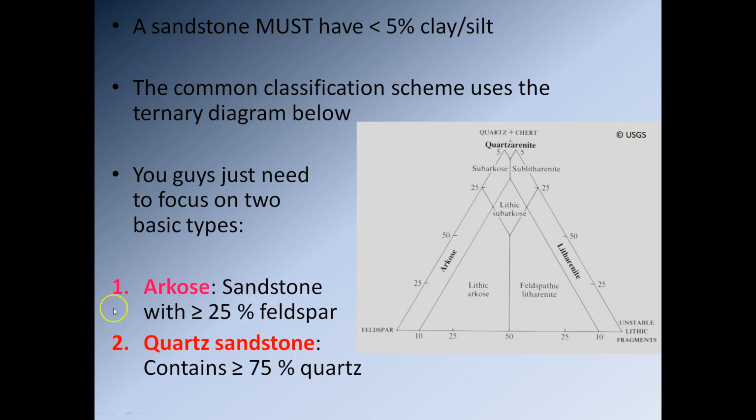The first one is Arkose sandstones. Those are sandstones that have equal to or greater than 25% feldspar in them. And then we have quartz sandstones. Those are the ones that contain equal to or greater than 75% quartz. So if your sandstone is very quartz rich, it's probably going to be a quartz sandstone. If your rock is rather feldspar and quartz rich, it's probably going to be an Arkose. And then on top of that, you might add little terms describing the color or any major textures that you can find in the rock as well.